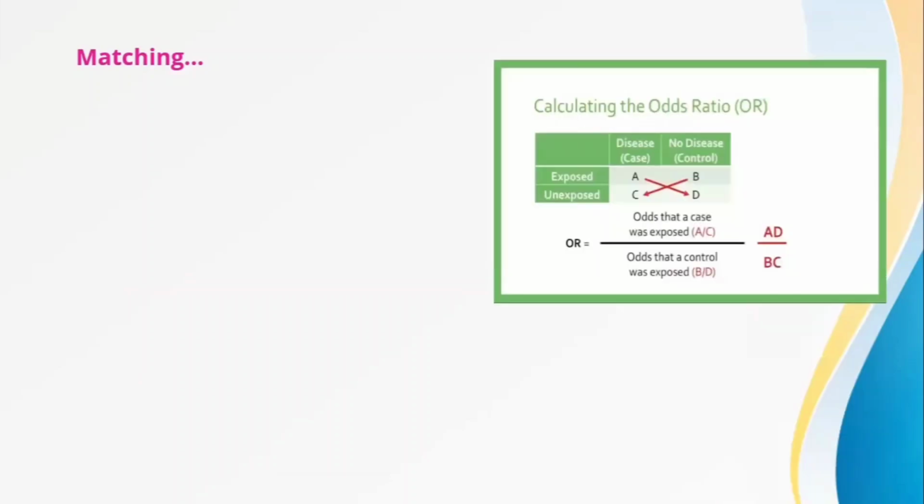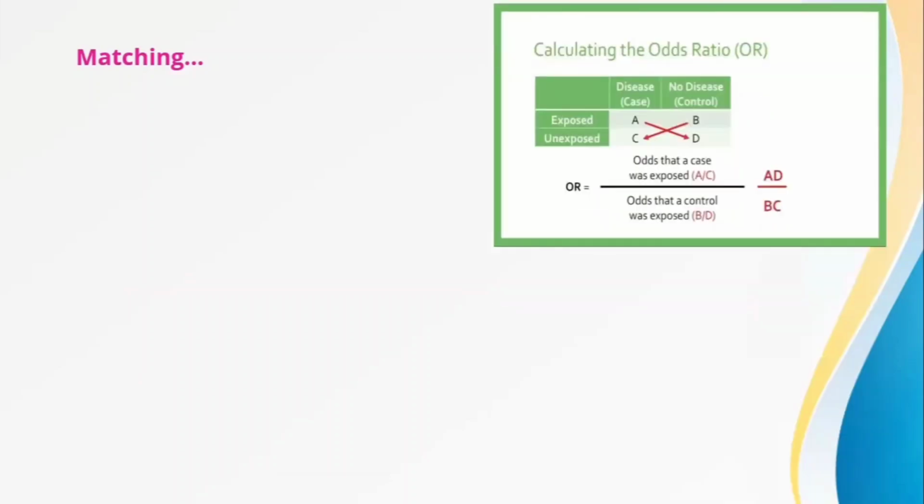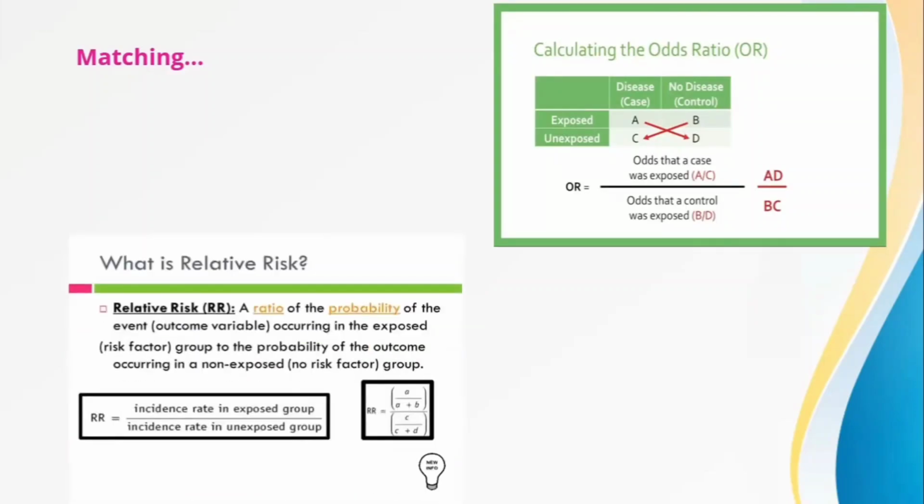What do you mean by odds ratio? The result of analysis, that is a measure of association in a case control study, is known as the odds ratio. And relative risk is the ratio of the probability of the event occurring in the exposed group to the probability of the outcome occurring in a non-exposed group.